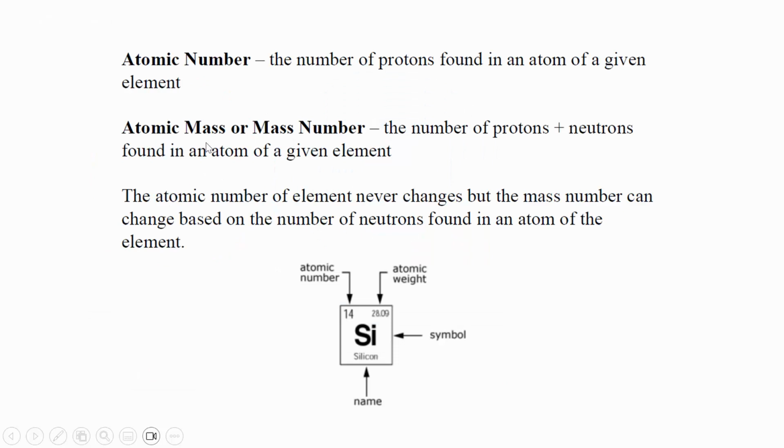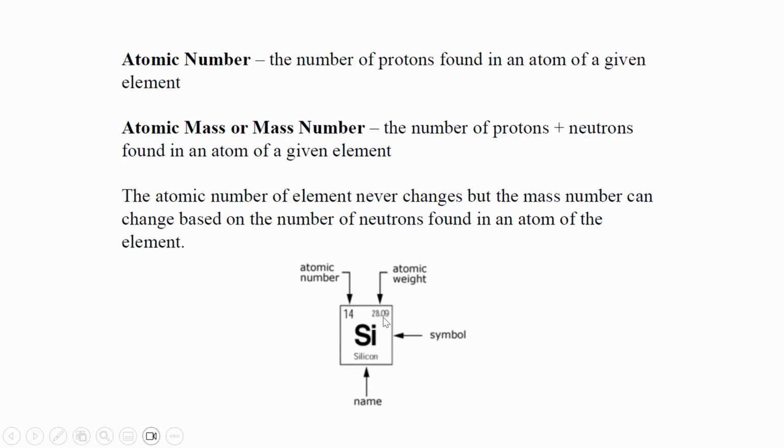Now, the mass number, or the atomic mass, or the atomic weight, is the number of protons plus neutrons found in an atom of a given element. And for most elements, the most common type of atom has the exact same number of neutrons as it does protons. So what that means then is that the atomic weight here should be 28. And this measurement is in atomic mass units. Every proton and every neutron weighs 1 atomic mass unit. So 14 protons plus 14 neutrons would give us 28.